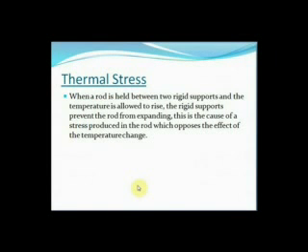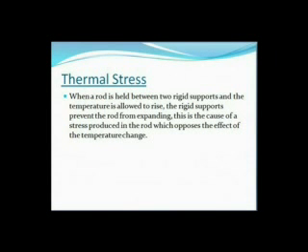Now we'll see what is the thermal stress. When a rod is held between two rigid supports and the temperature is allowed to rise, the rigid supports prevent the rod from expanding. So this is the cause of a stress which is produced in the rod, which opposes the effect of the temperature change. So the effect of temperature change here is the expansion of the rod, which is opposed by the stress. The stress is called thermal stress.